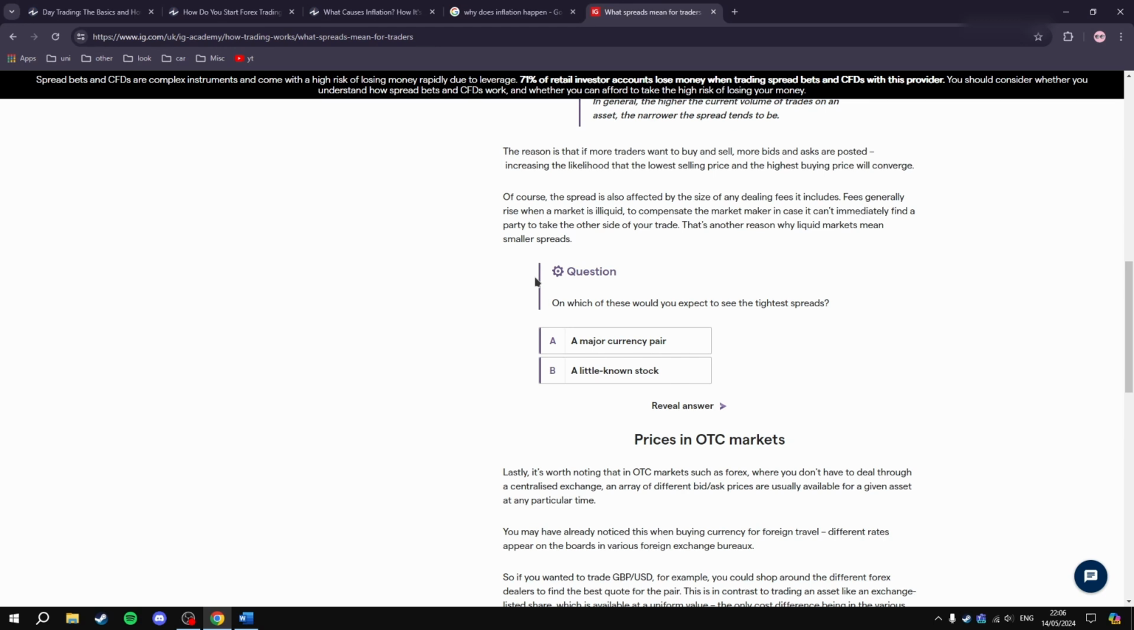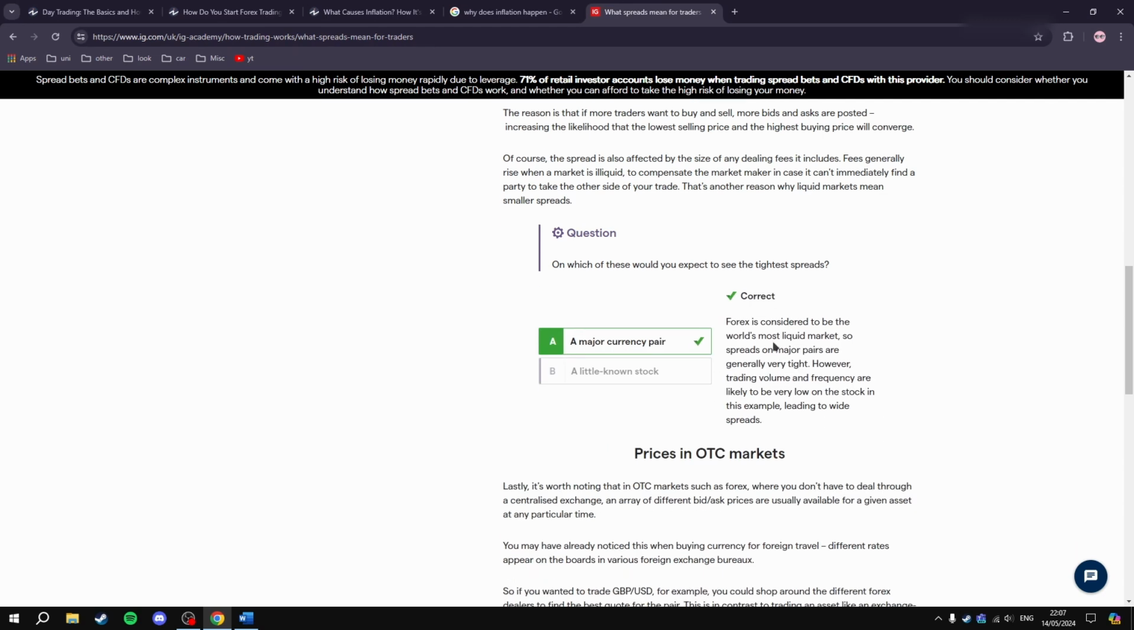On which of these would you expect to see the tightest spreads? A major currency pair, or a little known stock? A major currency pair, of course. Forex is considered to be the world's most liquid market, so spreads on major pairs are generally very tight. However, trading volume and frequency are likely to be very low on the stock in this example, leading to wide spreads. True.